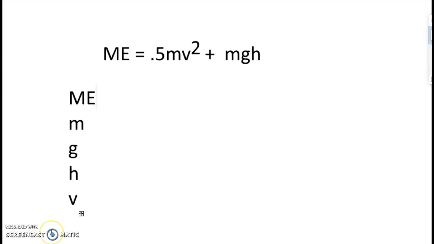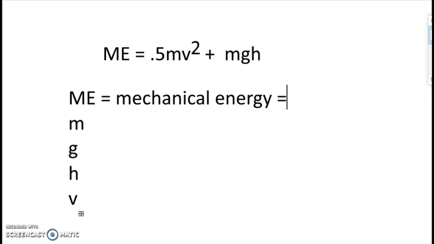In this video, I'm just going to introduce you to our equation and what each of the terms mean, starting with mechanical energy. In our equation, the ME stands for mechanical energy, and that is going to be measured in joules, the unit for all forms of energy. Joules is spelt like this, and it is abbreviated with a capital J.